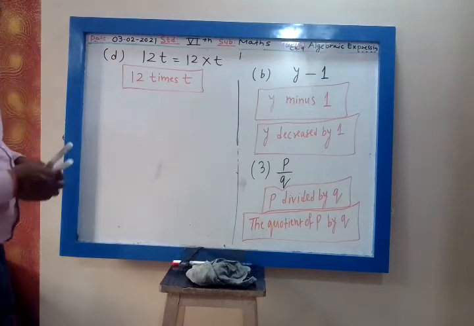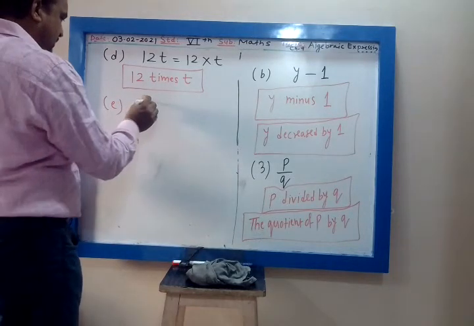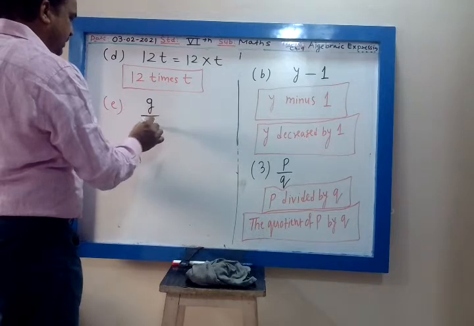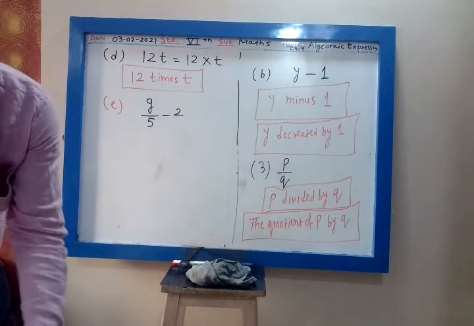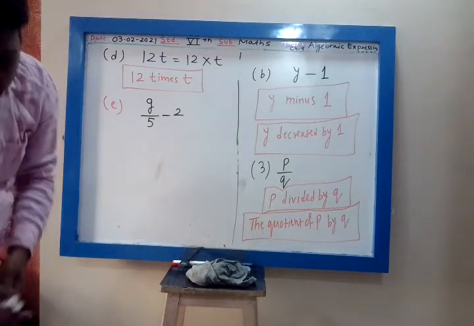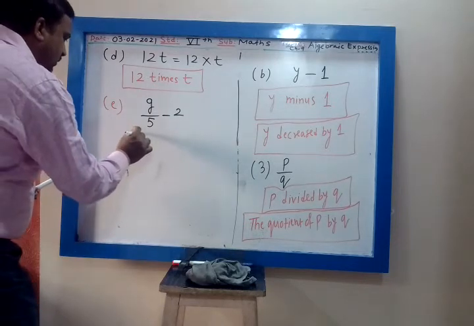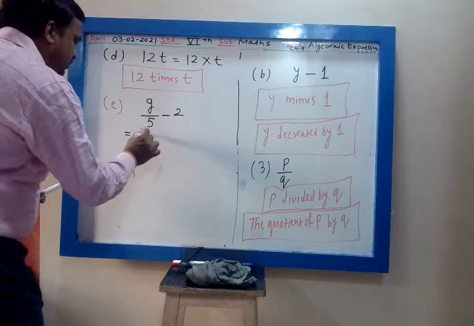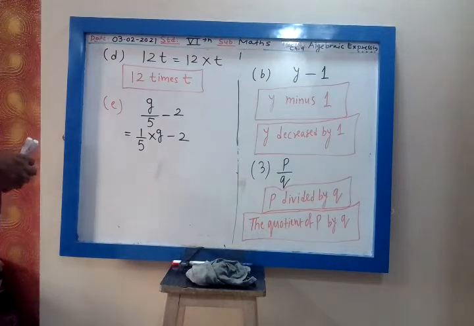G upon 5 minus 2. E. What do you mean by g upon 5? G upon 5 I can write 1 upon 5 into g minus 2. What do you mean by 1 upon 5? 1 upon 5 means 1/5.